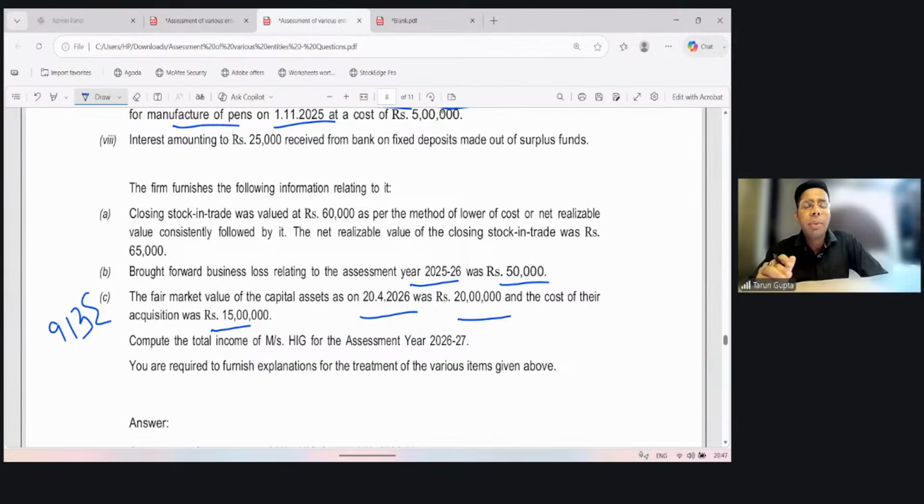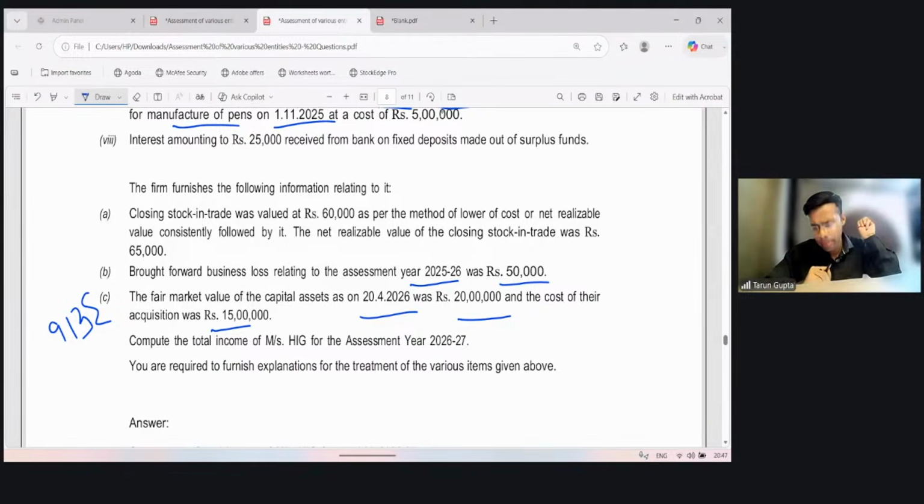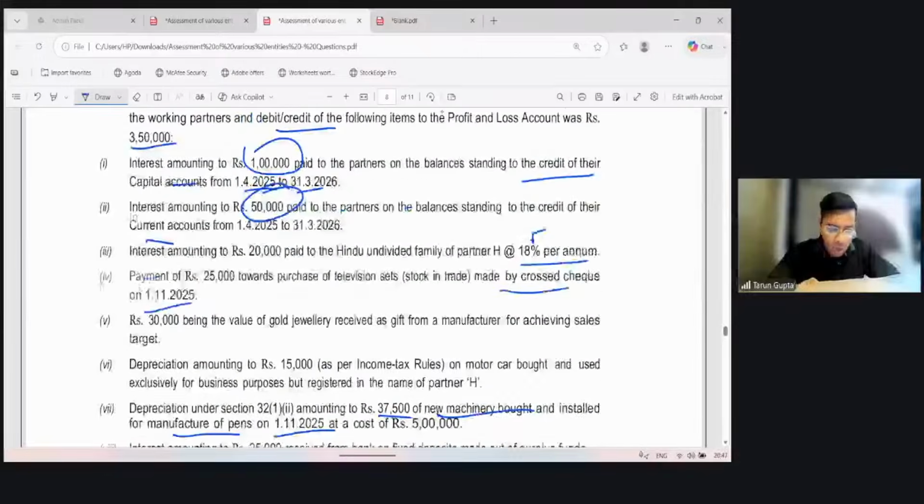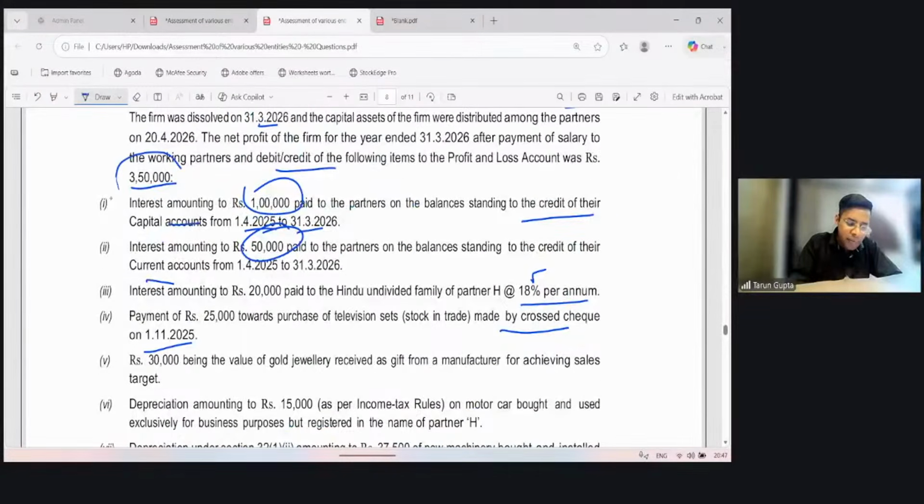AMT is of course not applicable. Why? Because there is no such special deduction, neither under part C of chapter 6A, nor 10AA, nor 35A. How will we compute total income? I start with 3,50,000. Now see, out of this 1 lakh of interest, I can only allow 50,000 because this is for the entire 1 year. I allow only for the 6 months. So I will disallow 50,000.